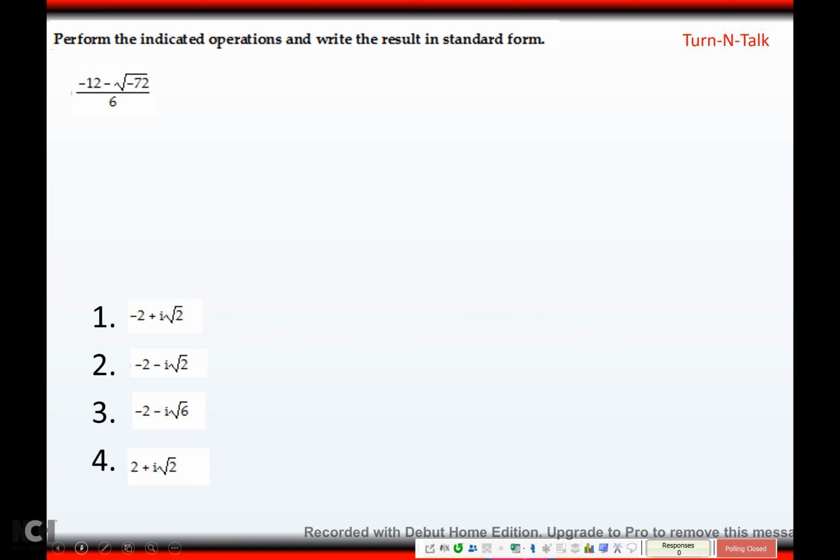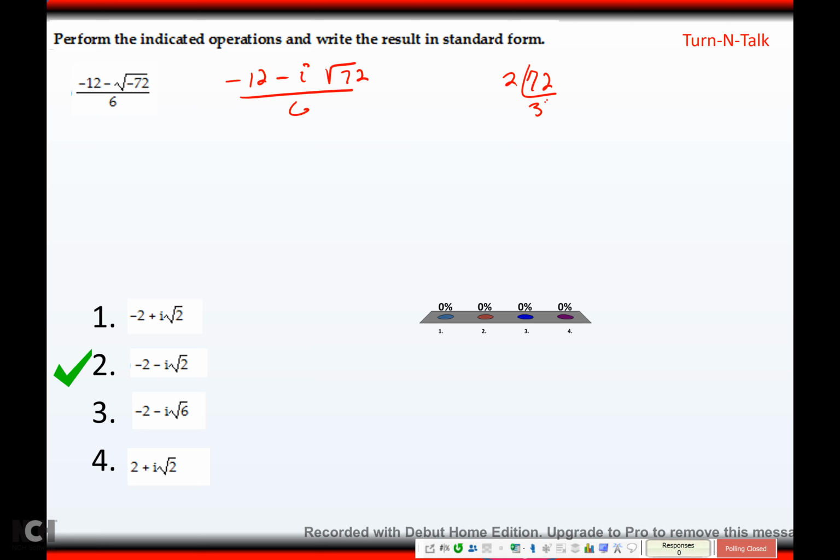Alright, try this one. Hit pause. Come back when you're ready. And hopefully you got 2. Alright, so I'm going to rewrite this: negative 12 minus i square root of 72 all over 6. I'm going to break down that 72. By 2 is 36. By 2 is 18. By 2 is 9. By 3 is 3.